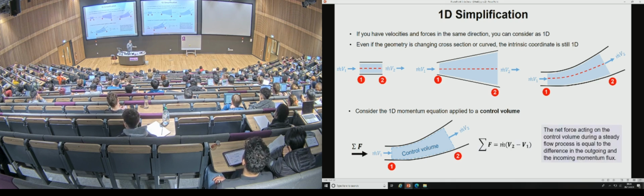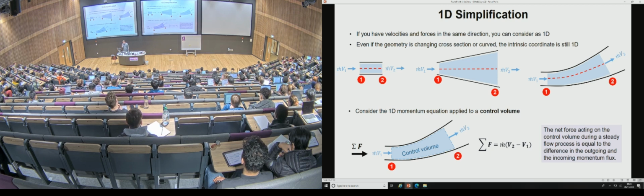Our external force applied to this control volume is going to result in a change in the mass flow rate times the velocity between points 1 and 2. The net force acting on the control volume during a steady flow is equal to the difference in the outgoing and the incoming momentum flux. It's almost a direct statement of Newton's second law.